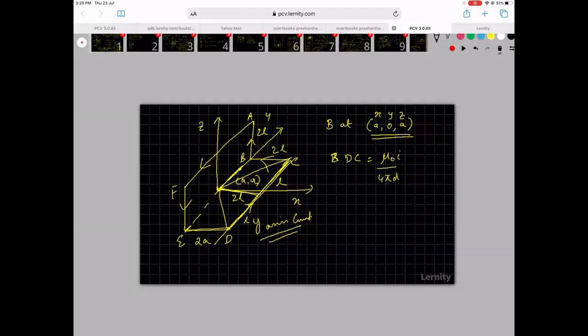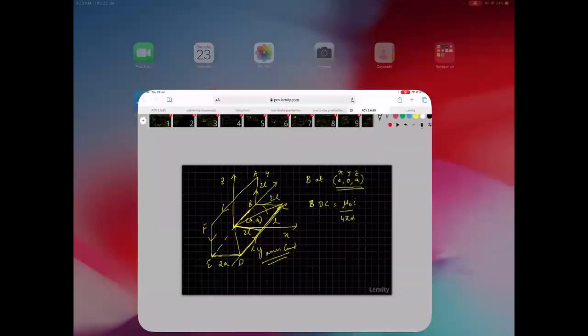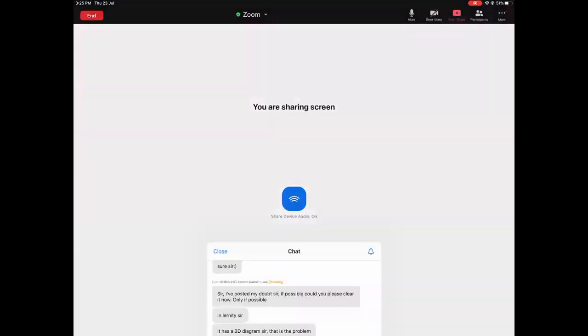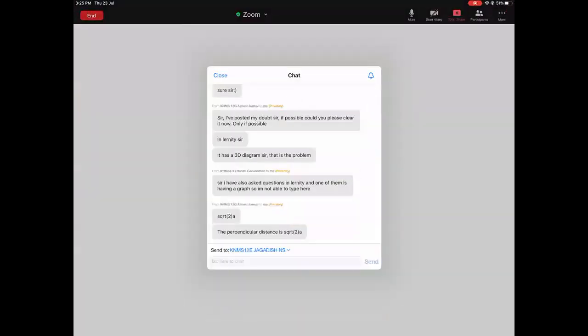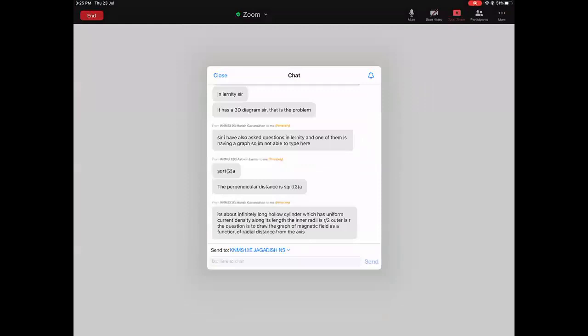Okay, easiest thing for me to do is to leave it and tell you that I'll do it later. Yeah. Perpendicular distance I got is square root of 2a. I'll do it and send you today. Okay.